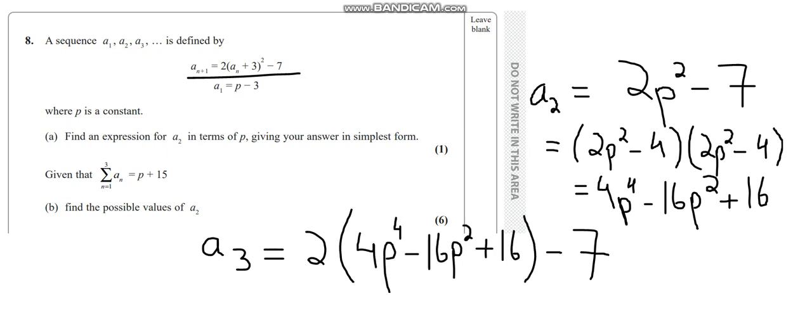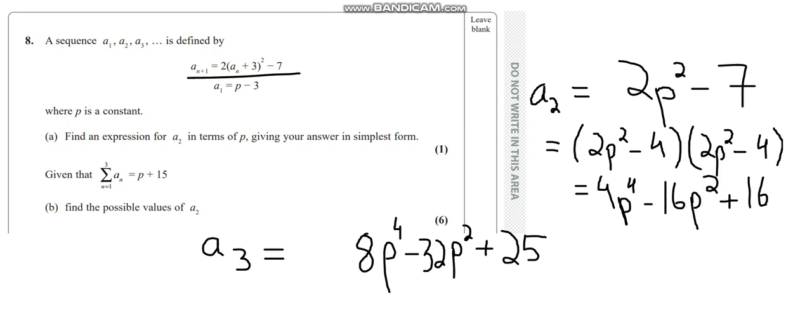After plugging it back into the original form, we'll multiply everything by 2 and then subtract 7. Simplifying it, after multiplying by 2 we get 8p⁴ − 32p² + 32 − 7, simplifying the common terms.